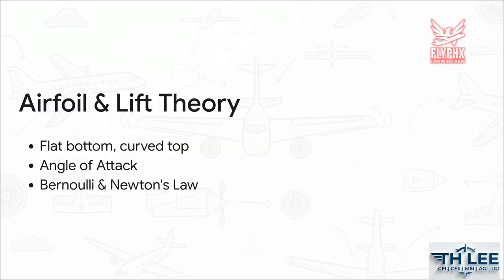Now, before we start pushing and pulling levers, let me ask you, how does a heavy machine made of aluminum and steel actually stay up in the sky? Well, the answer lies in the anatomy of a wing, also known as an airfoil. Typically, wings have a relatively flat bottom and a curved top. As the wing moves forward, it meets the relative wind.